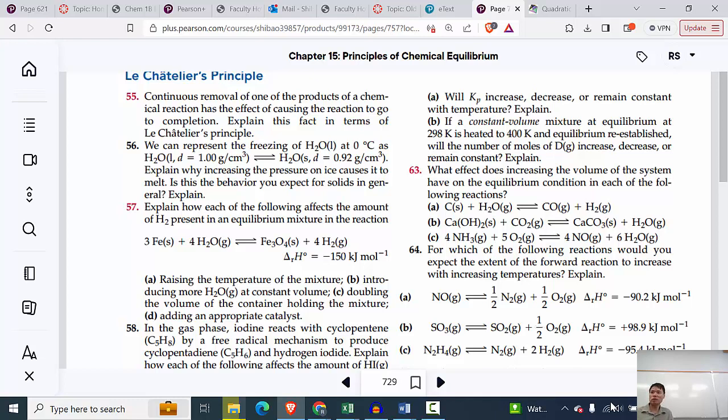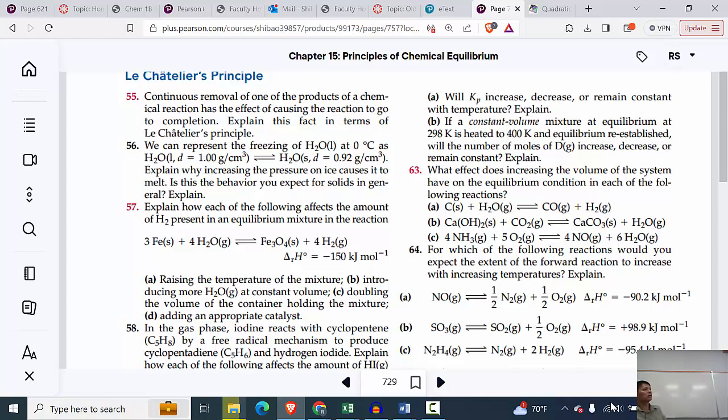If we change temperature, does that change K? Yes, that changes K, but in a predictable fashion. And the predictable fashion is this: higher temperatures favor the endothermic direction, lower temperatures favor the exothermic direction. And so that's how we can tell how K changes. So let's look at number 64 here. For which of the following reactions would you expect the extent of forward reaction to increase with increasing temperature?